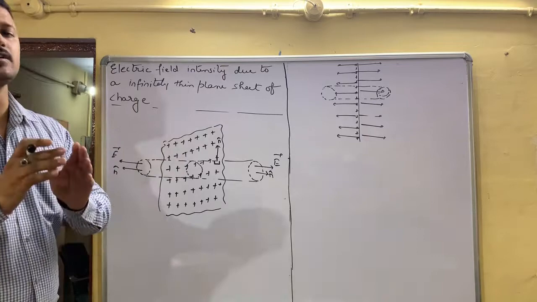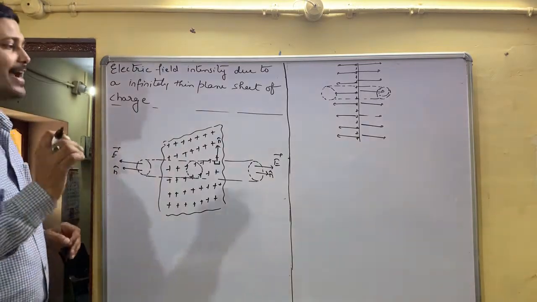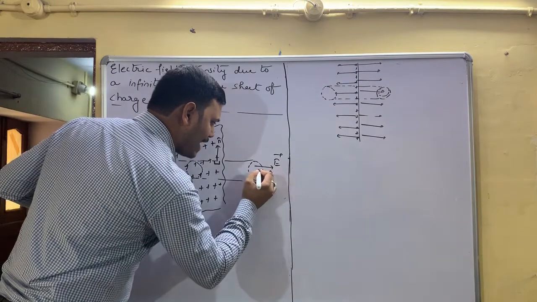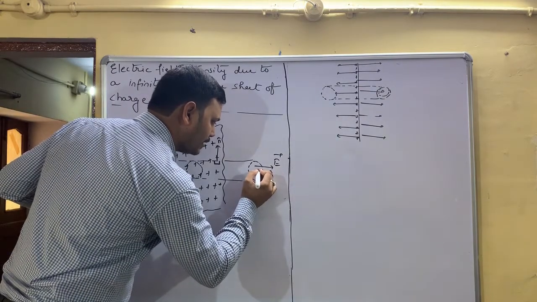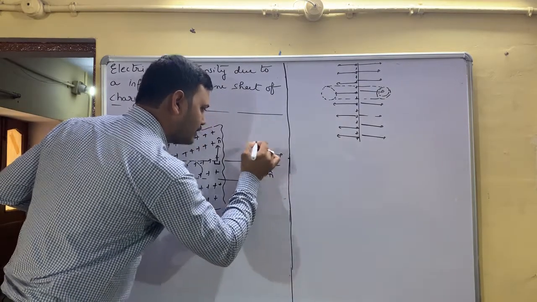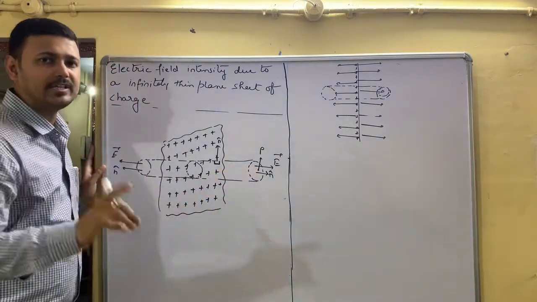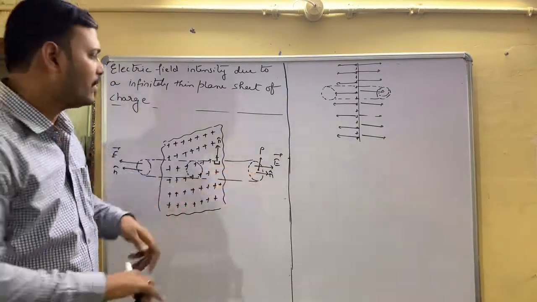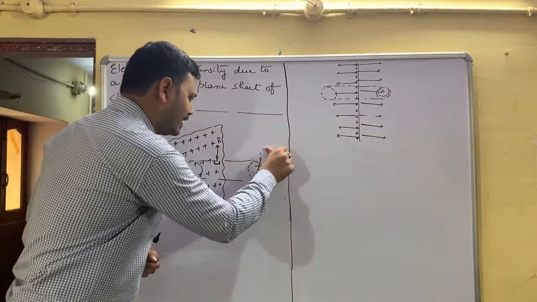Our objective is to find the electric field intensity at a point P. Let the point P lie at this point. At this point, we need to find the electric field intensity.